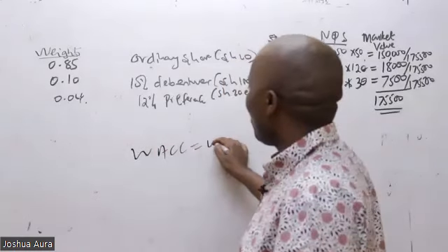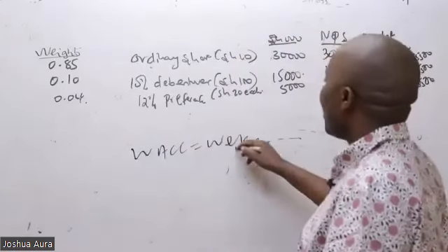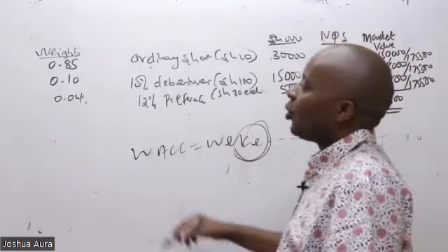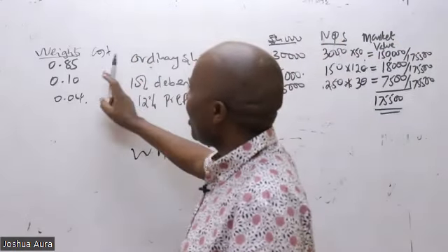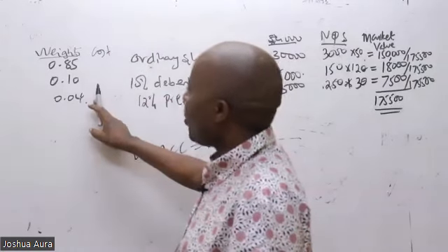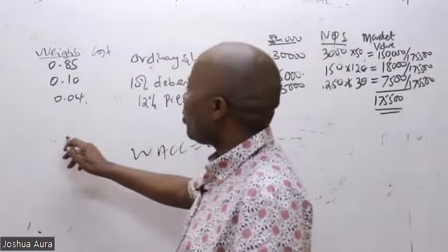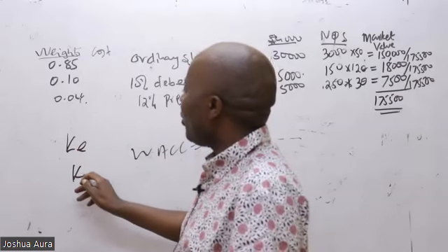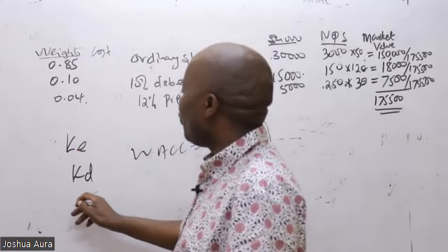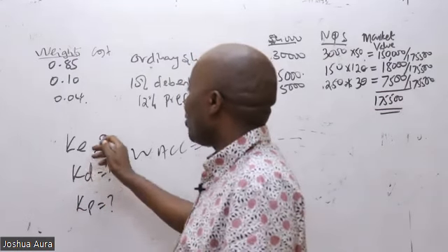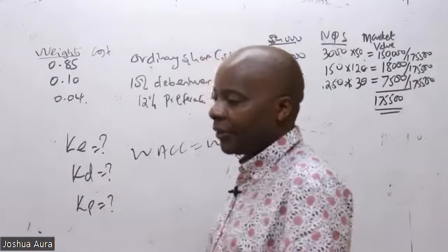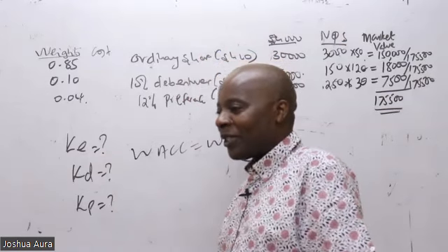So remember, to get WACC, we have weight of equity and so on. Now we want to calculate these costs. So you need the cost of ordinary shares, which is equity, the cost of debentures, then the cost of preference. So I want you to give me KE, KD, and KP. These three things are the ones I want you to give me. Of importance is the concept.